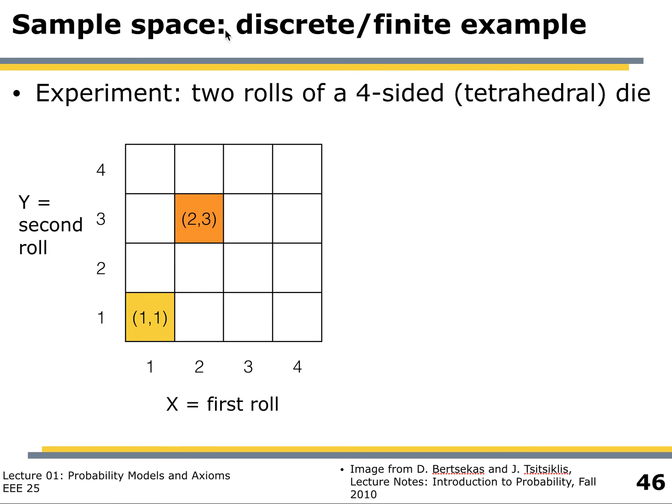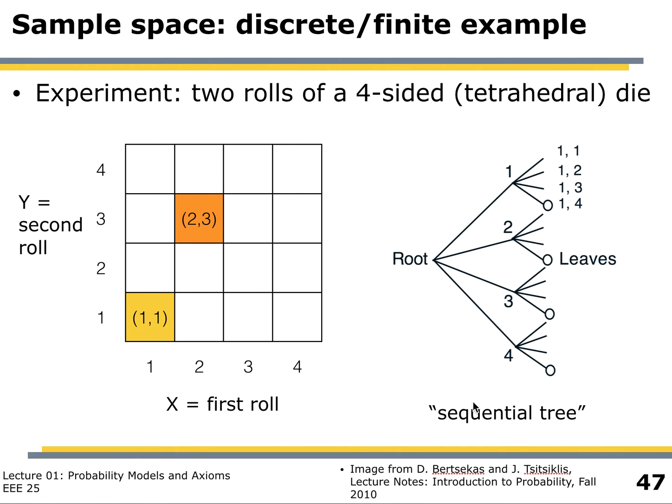Alternatively, you can represent or visualize this experiment by using a sequential tree. So a sequential tree would look something like this. So you have here the root and the leaves would represent all possible outcomes of the experiment, or basically the elements of the sample space right here. So you can distinguish one outcome from the other by looking at the path it takes from the root to the leaf.